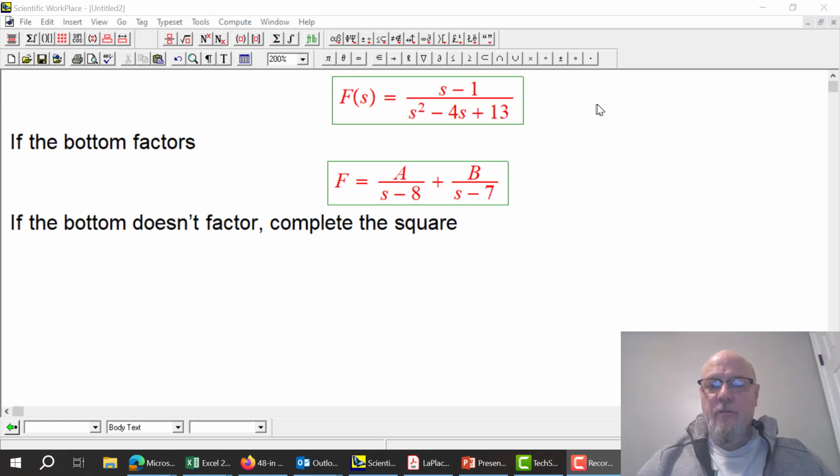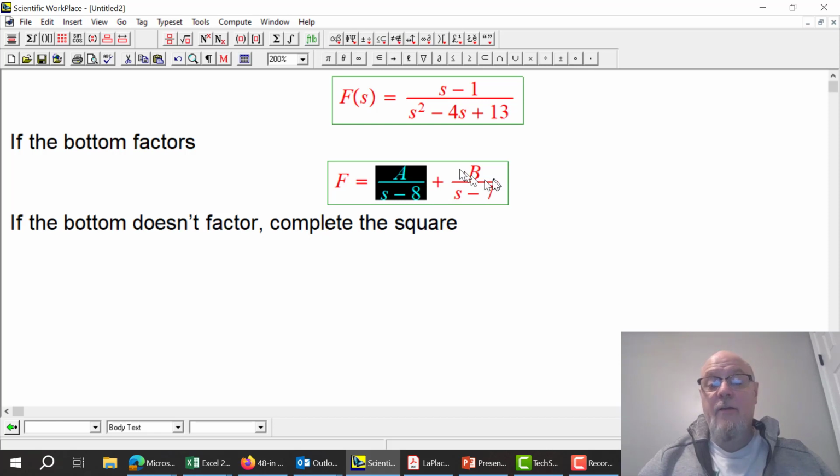So I want to take the inverse Laplace, I want to unLaplace this function. And I see it as a line over a quadratic. And if the quadratic factors, if the bottom factors, then I should break it up into partial fractions. Let's say that the bottom factors into s minus 8 times s minus 7.